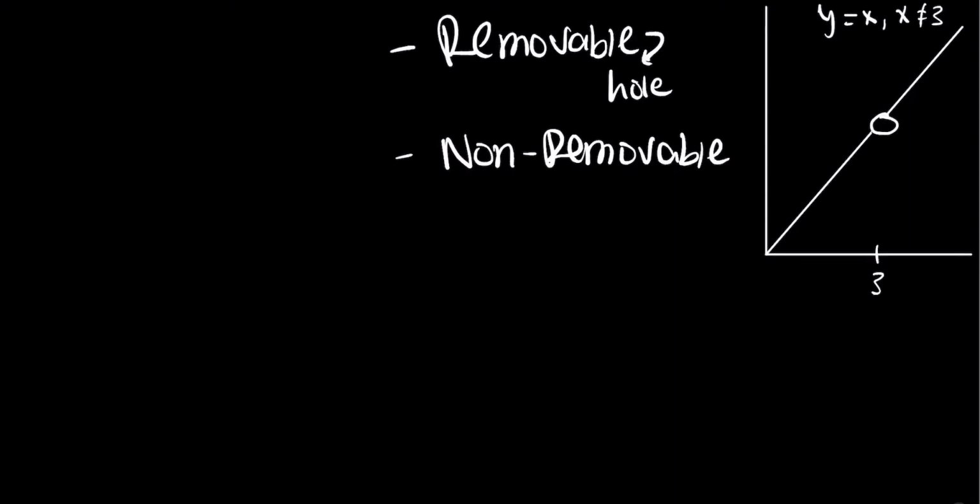Now let's go in and talk about the non-removable discontinuities. Number one, you might have a, quote-unquote, jump. This isn't a formal definition of what this discontinuity is. There exactly isn't a name for it, so I like to call it a jump discontinuity.